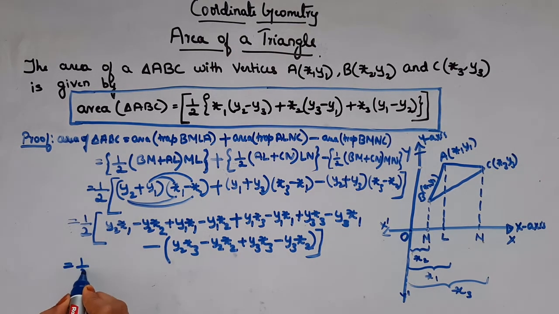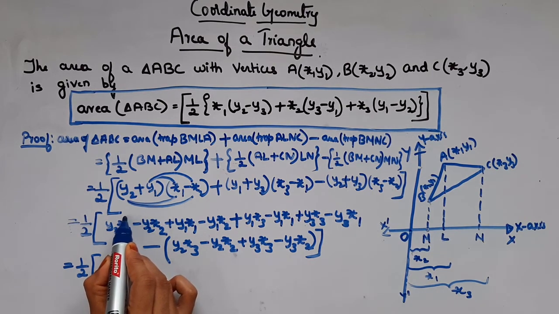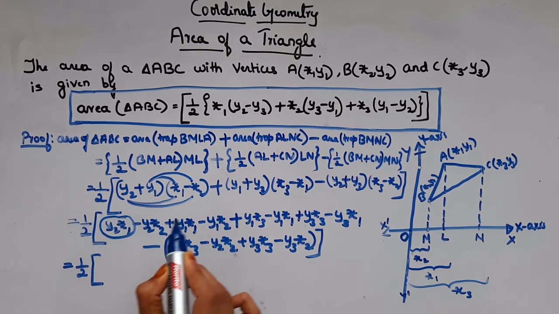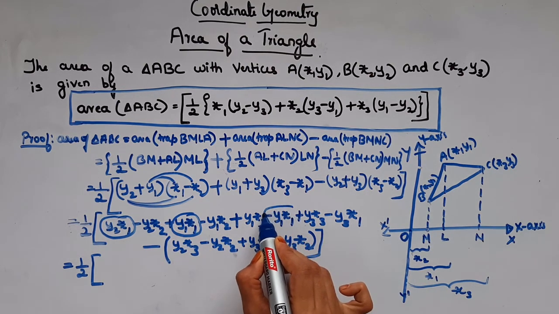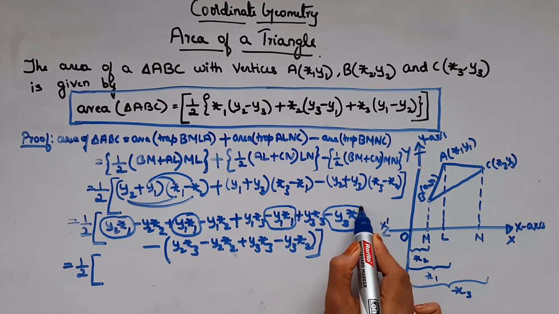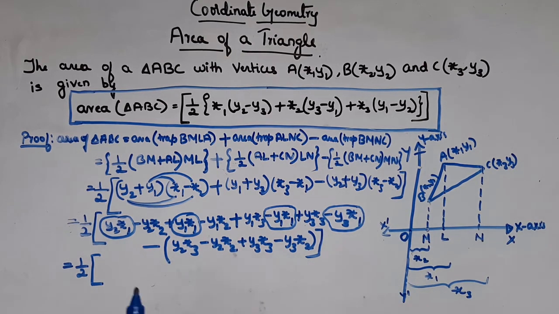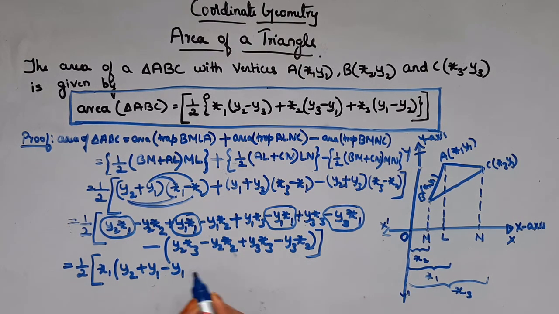So now we have half into, let's group all the X1 terms first. So let's take X1 here. So here we have X1, here we have X1, here we have X1. So no more X1. So let's keep that X1 outside and write the remaining terms. Here Y2 plus Y1 minus Y1 and here minus Y3.